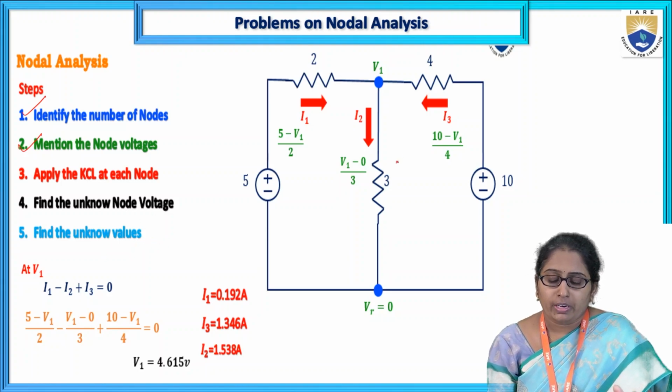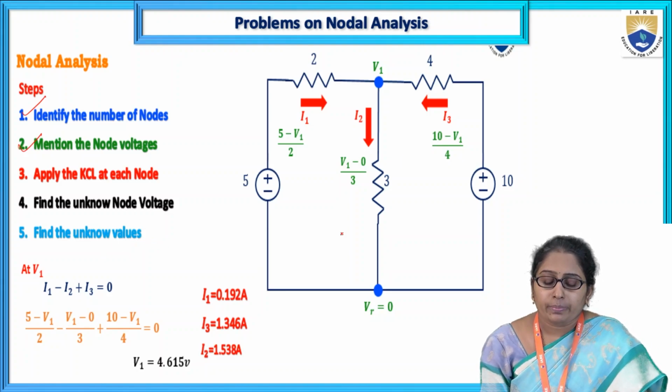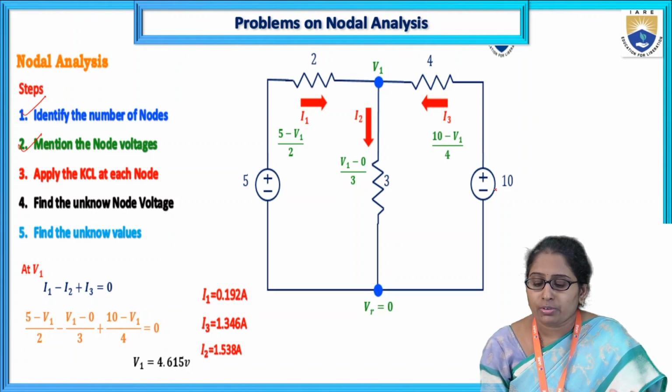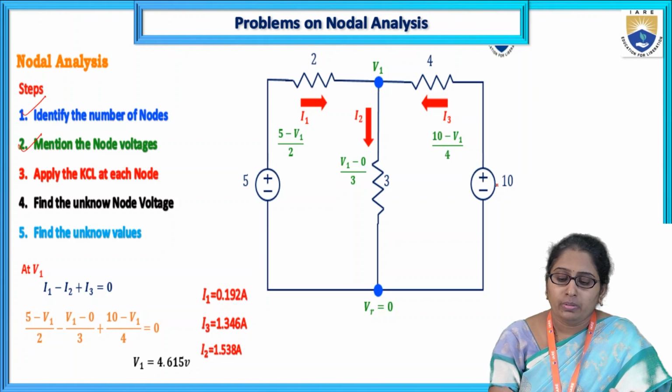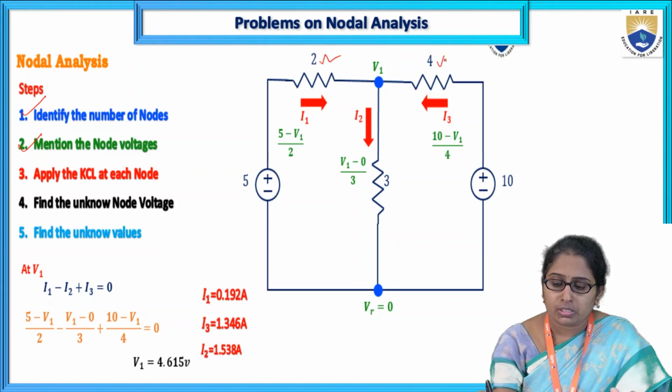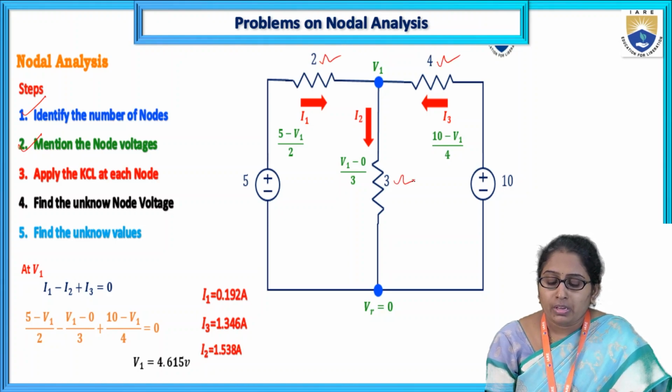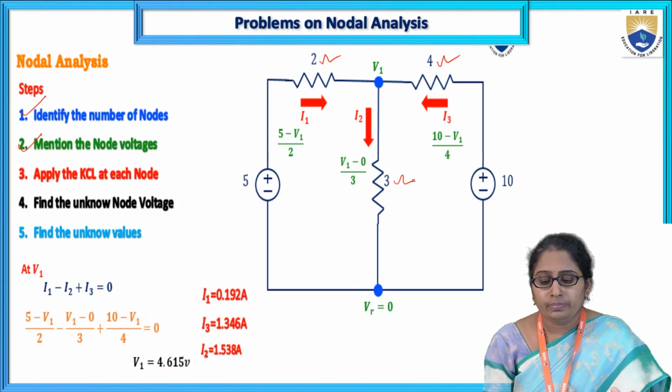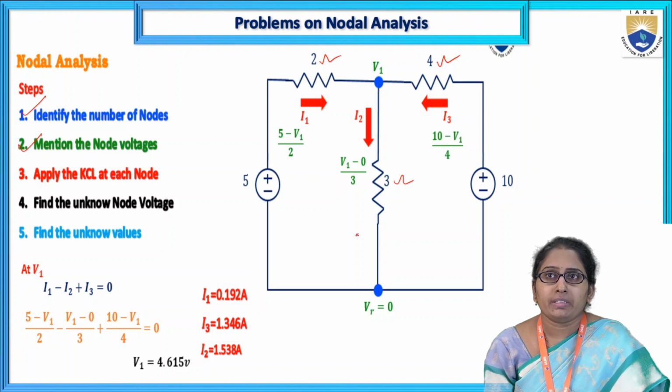Now look at this circuit. This is the circuit given. There are battery voltages. This is 5 volts on one side, and on the other side you can see there is a second battery voltage of 10 volts, and the resistors are: this is 2 ohm, this is 4 ohm, this is 3 ohm. So that is the circuit given. Apply nodal analysis, find the nodal voltages and also currents in each element.